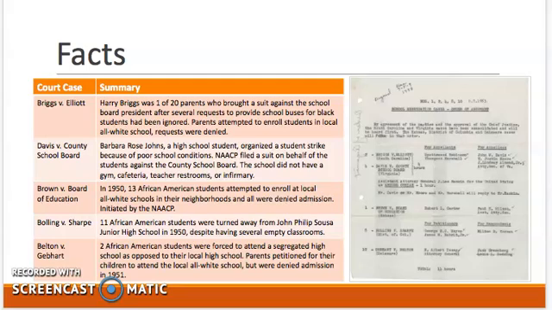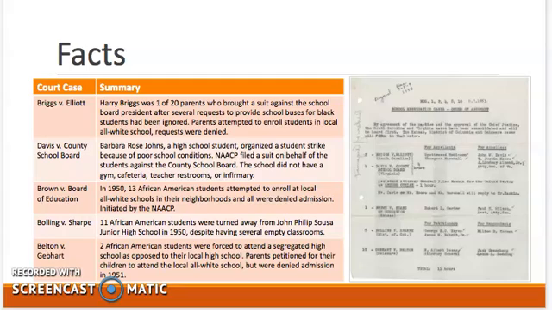In Davis versus County School Board, Barbara Rose Jones, a high school student, organized a student strike because of poor school conditions. The school didn't have a gym, cafeteria, teacher restrooms, or an infirmary. The NAACP filed a suit on behalf of the students against the county school board.